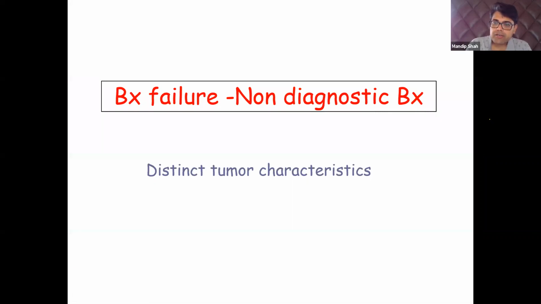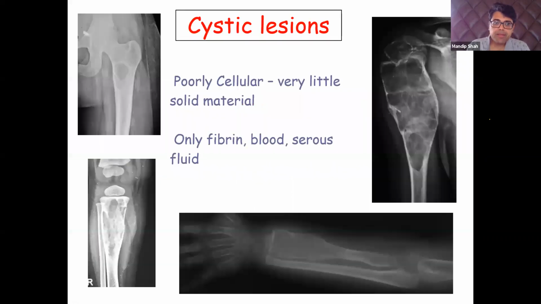The other reason for biopsy failure is when you don't get proper tumor tissue. There are certain tumors where it is difficult to get a good amount of tissue because there is not much matrix inside the lesion itself. Like the cystic lesions, simple bone cyst, aneurysmal bone cyst, usually there is only fluid inside that lesion and your needle might not get any tissue.